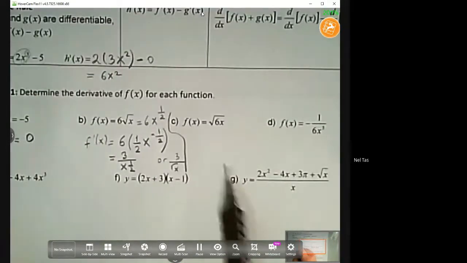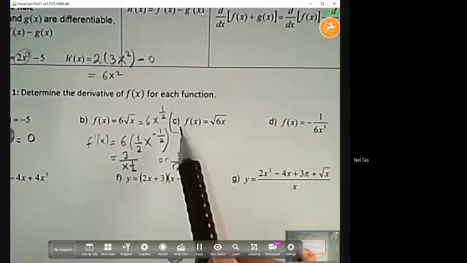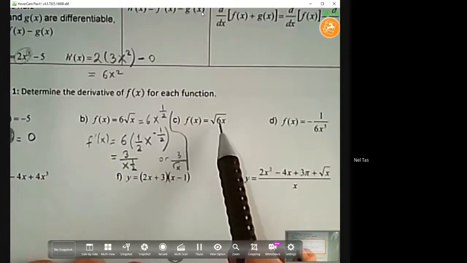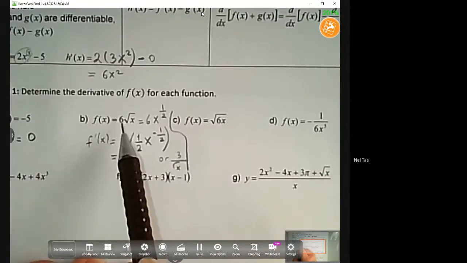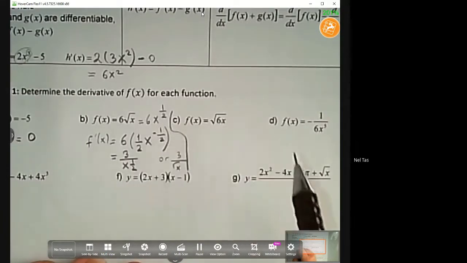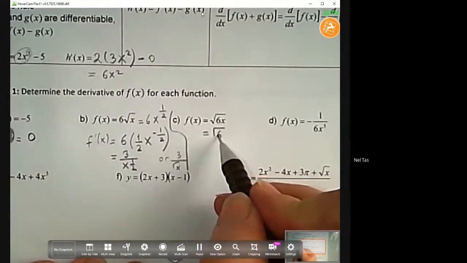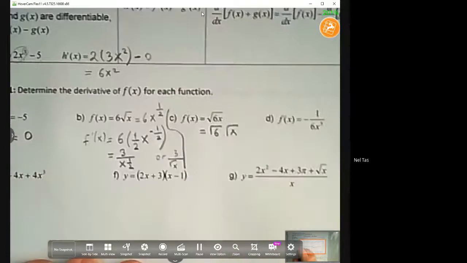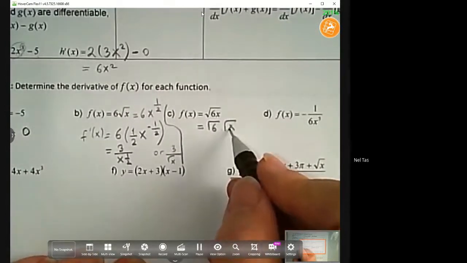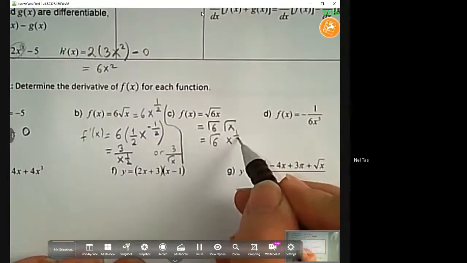Okay, so next one. We have f of x equals square root of 6x. So what is the difference between b and c? You can see that for b, 6 is outside of the square root, and with c, 6 is inside of the square root. So I'm going to write this as square root of 6 times square root of x and go from there. Now square root of x can be written as x to the power of 1 over 2.